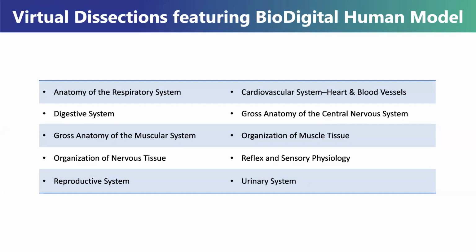What are the zoom magnification levels in BioDigital when you're doing the dissections? Are there specific pre-designated regions to zoom with specific indicators?